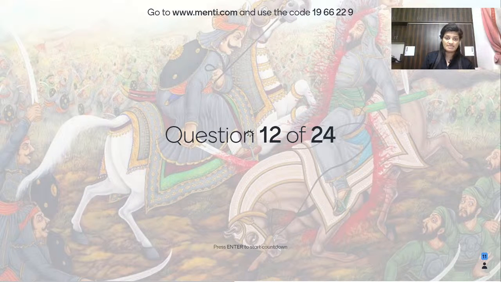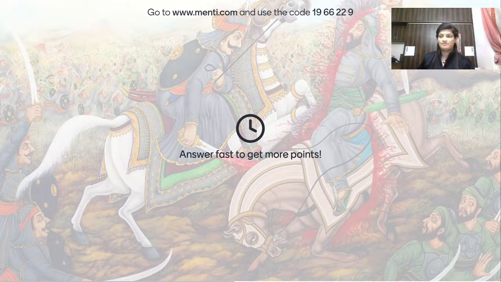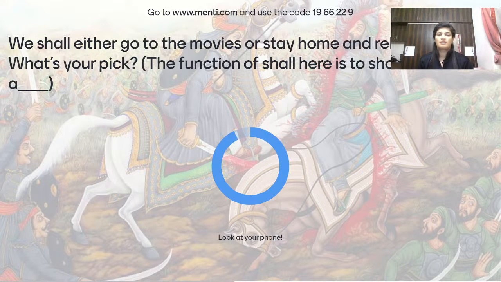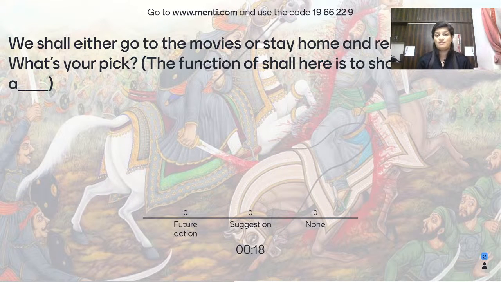Future activity and suggestion should be clear. We shall either go to the movies or stay home and relax. What do you think we should do? The function of shall here is to show a dash. Is it a future action or a suggestion or nothing at all?